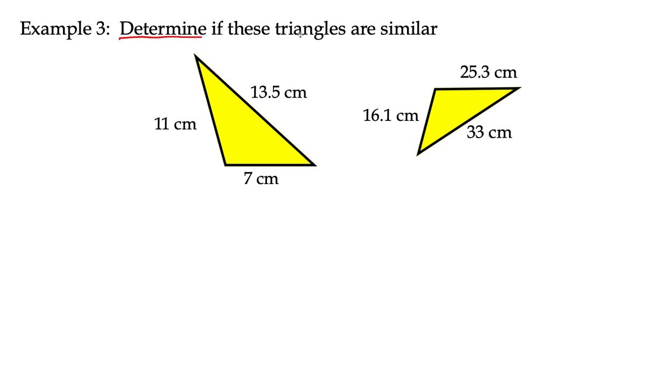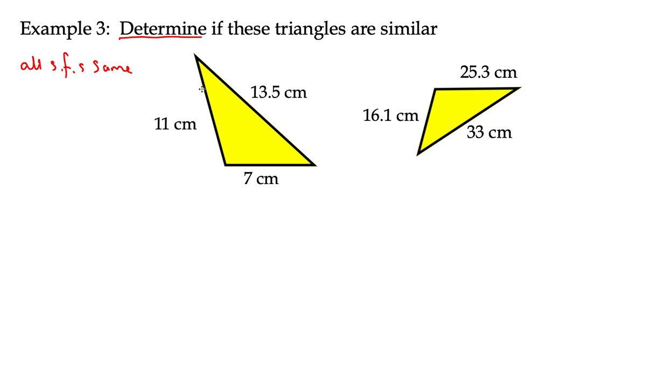Okay, so what are the rules? The rules are that all the scale factors are the same. In other words, if we find the scale factor of each of the three sides, they need to be the same number. Otherwise, they're not similar.